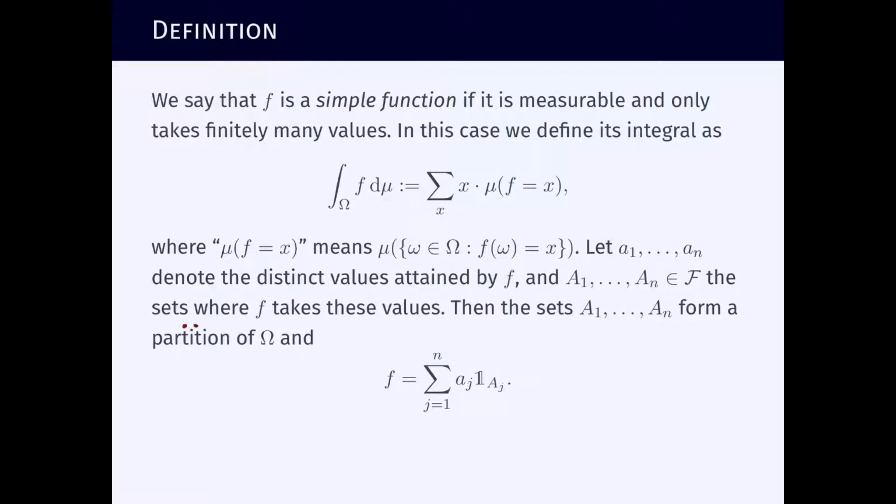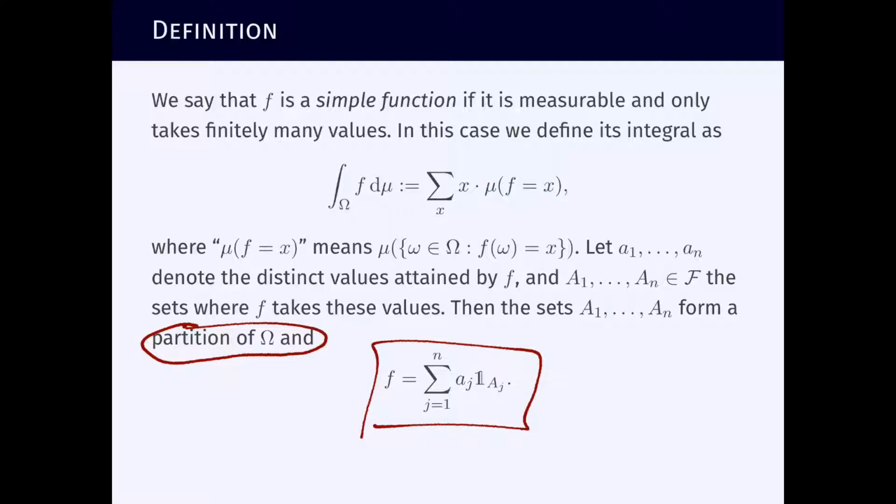And we can express f this way. The function f is this linear combination of indicator functions. And indicator functions are very nice functions. They are functions that only take the value 0 or 1. And to see that, well, you plug in some omega here.